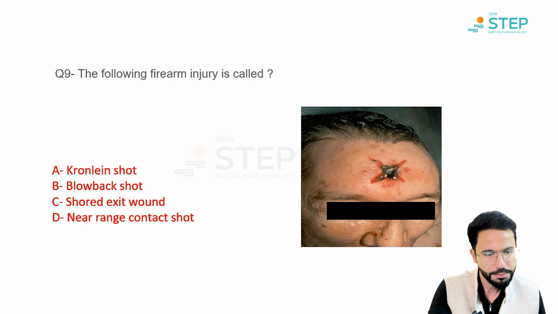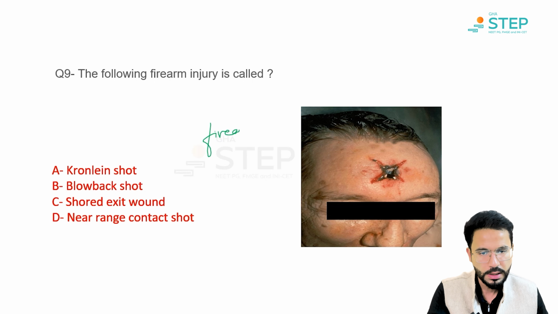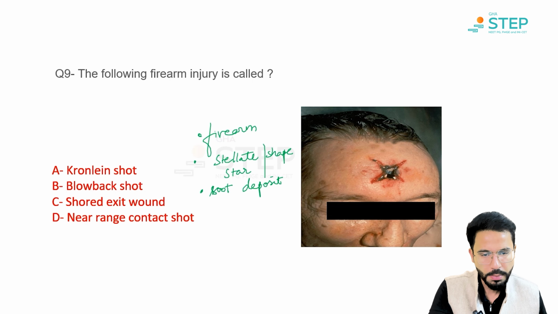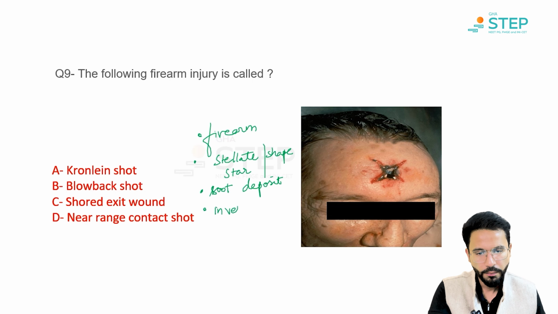This picture shows you some wound over the head. Obviously this is a firearm injury. What are the clues? The clues here are, we find that a stellate shape or a star shape wound is there. What do we see? We find some blackish deposit present over here. This is known as the soot deposit, and also we find the margins to be inverted.